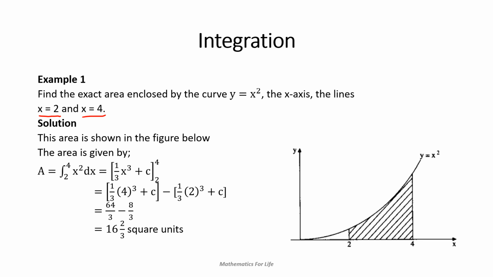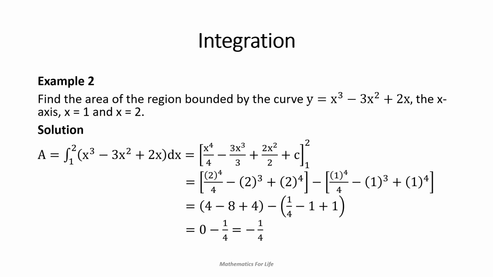Therefore, that particular area will be equal to the integral, which we get as ⅓x³ plus the arbitrary constant c. And then evaluating for the upper limit, you're going to have ⅓ × 4³ plus the arbitrary constant c. And then we also evaluate the integral for the lower limit, which will give us ⅓ × 2³ plus the arbitrary constant c. Getting the difference between the two, we are going to have 16⅔ square units, which becomes the area bounded by the curve y = x² and the limits of x = 2 and x = 4.